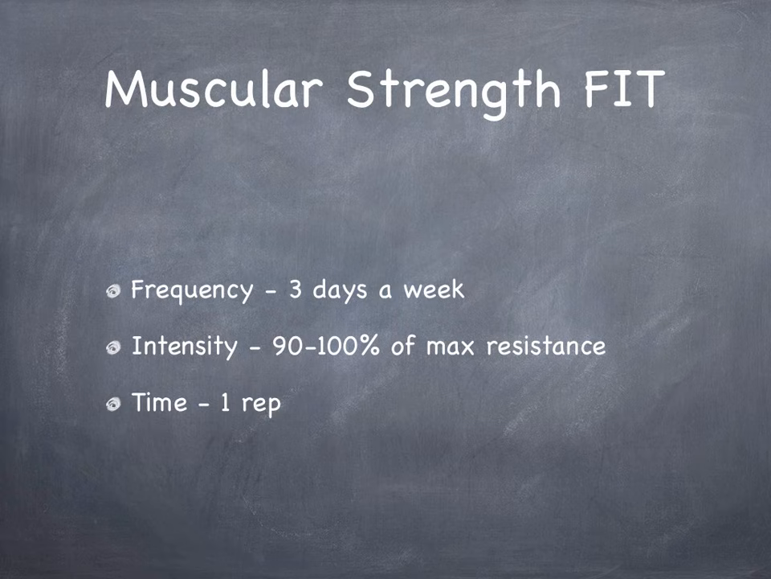Muscular strength for FIT: frequency, you should do muscular strength 3 days a week. The intensity should be 90 to 100% of max resistance. So that means as much as you can possibly do. Time, you're just going to do it one time. So it's anywhere from 3 to 5 seconds.